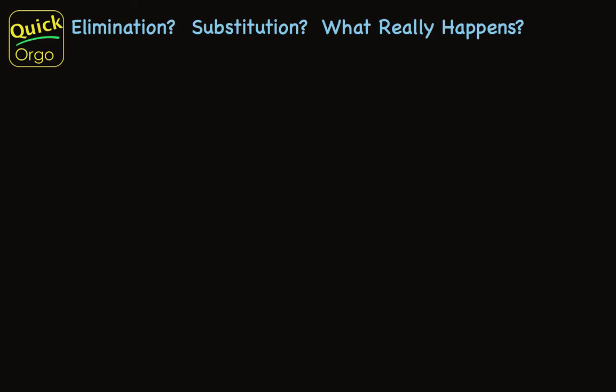When you see an alkyl halide or an alcohol treated with specific reagents and conditions, you need to know what products to write. You need to consider whether it's an elimination reaction or a substitution reaction. And you also need to think about whether it's an E1, E2, SN1 or SN2 reaction.